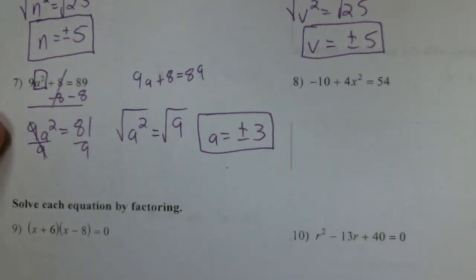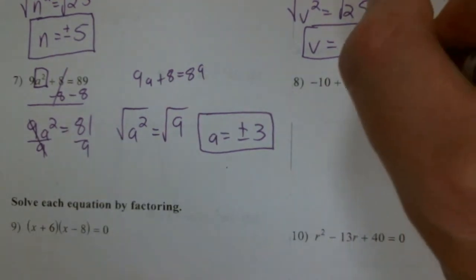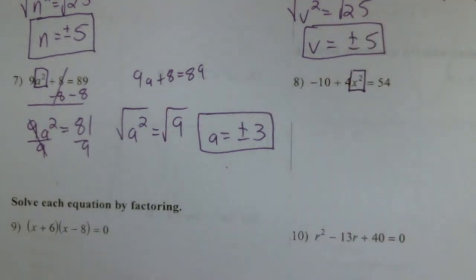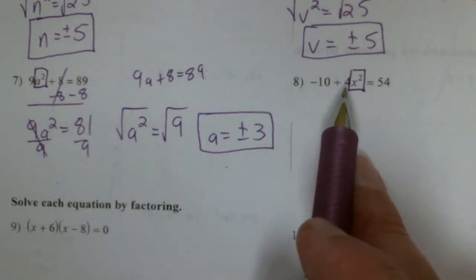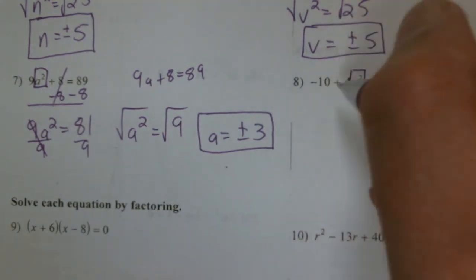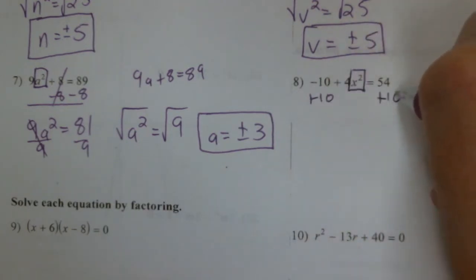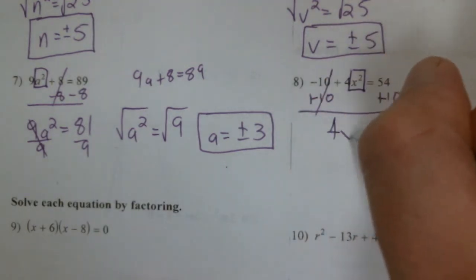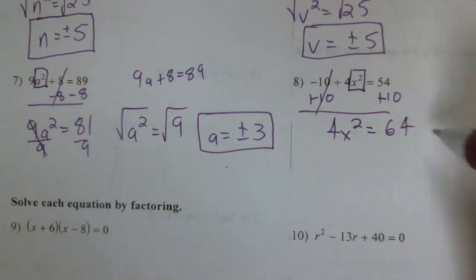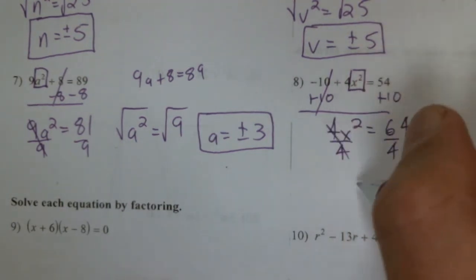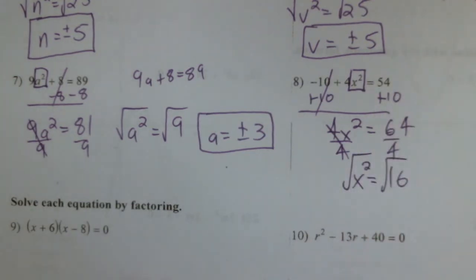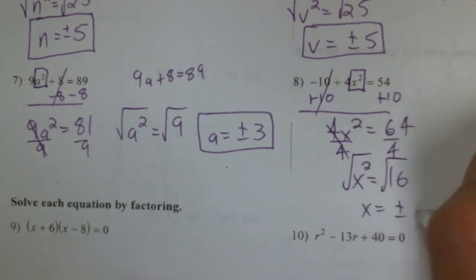Okay, so number 8, square root method. Again, what do I need to do to get x squared by himself? You always want to undo the addition and subtraction in any kind of multi-step or two-step algebraic equation. So I need to move this 10 to the other side. So let's add 10. They cancel. 4x squared is going to be equal to 64. Okay. To get x squared by itself, I'll divide by 4. X squared equals 16. Take the square root of both sides, and I get plus or minus 4.